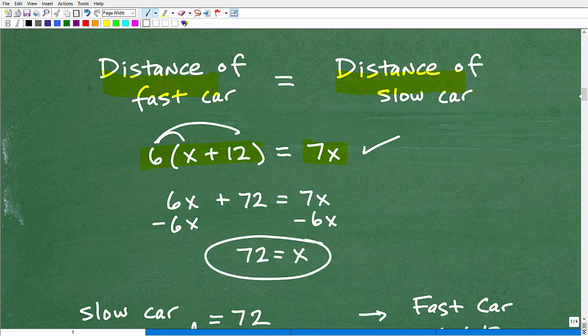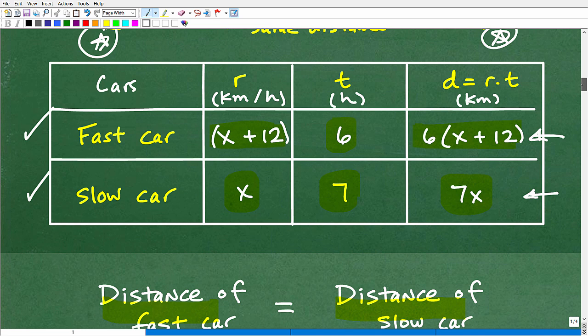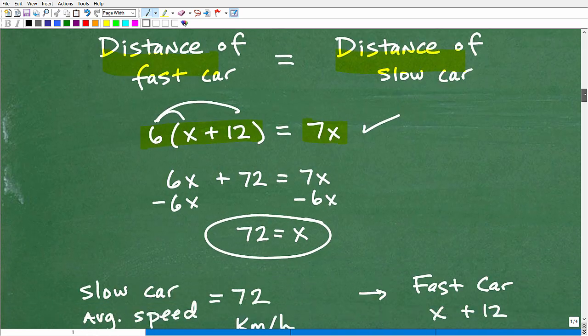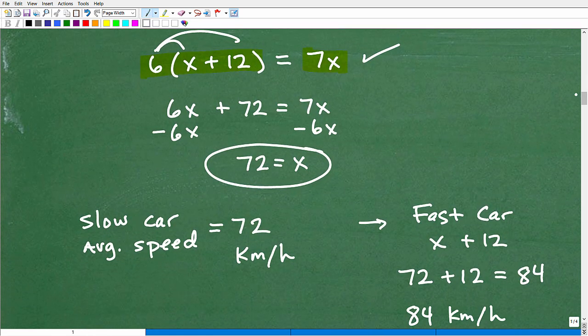Okay, but what does that mean? Well, let's remember x was the rate of the slow car. You're not just done. You don't say, oh, I solved the problem. No, no, no. You want the average speed of both cars. So we got one here. The slow car's average speed is 72. Now, 72 what? Make sure you put in the units of measure, kilometers per hour.